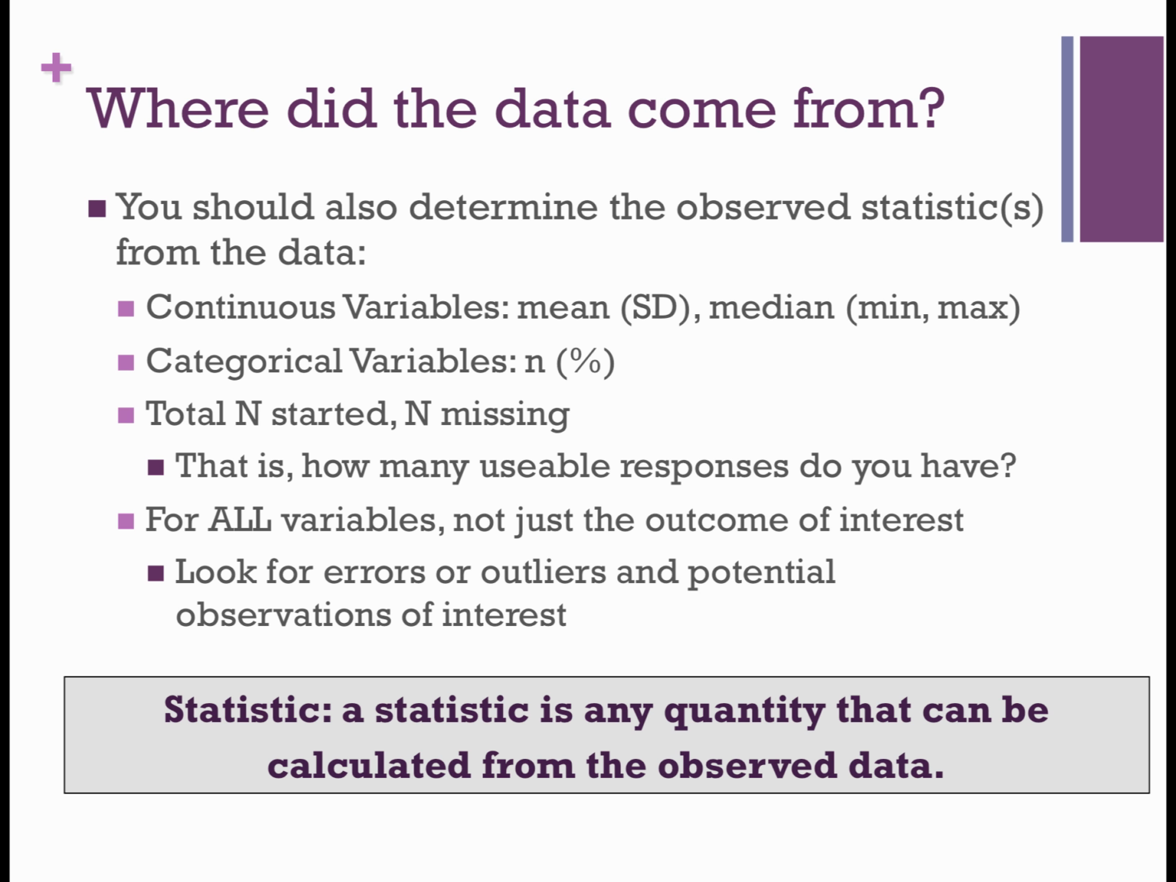Our first definition for this section is a statistic. And a statistic is simply any quantity that can be calculated from observed data. So a statistic is just a number. We will, however, use that statistic to help us make decisions in our questions, as well as make inferences back to the general population.